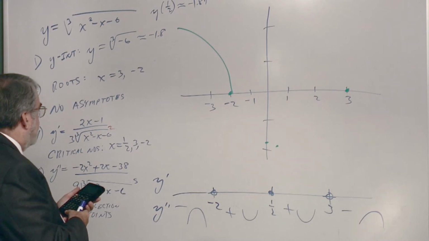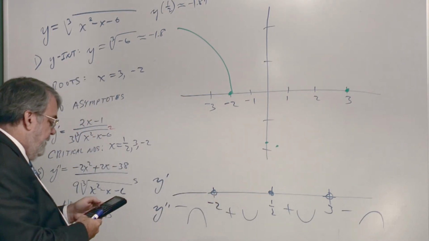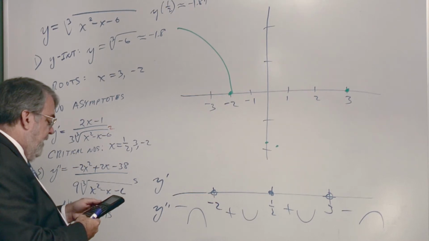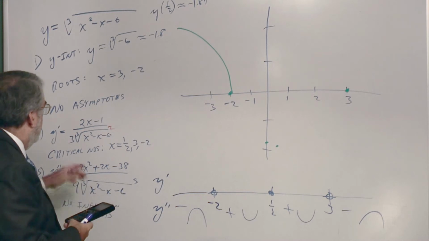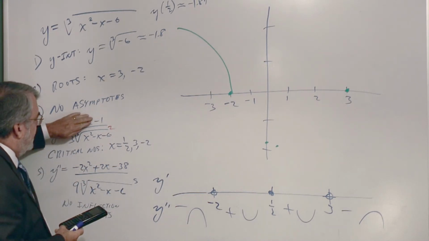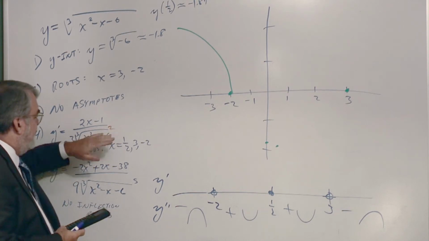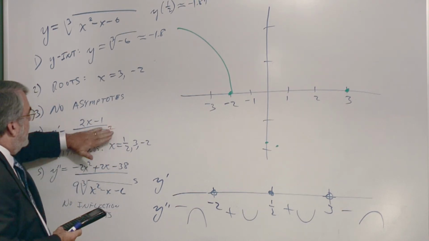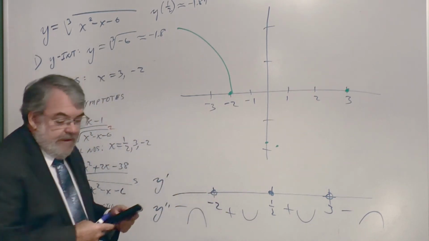Let me plug in 0 just to check myself. 0, store x, because this might be a calculator moment. I got a negative number. If I plug in 0 here, I get minus 1 over the cube root squared. The cube root squared is positive, and so the numerator is going to be a negative here. And I got a negative on my calculator.